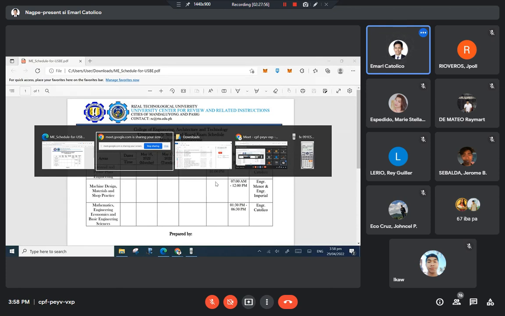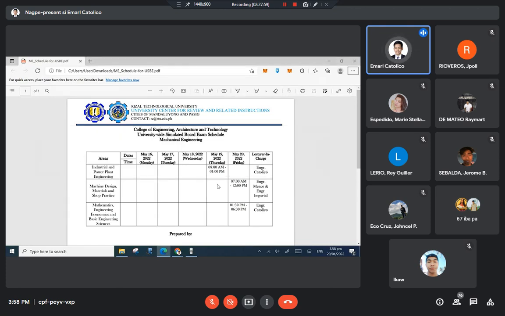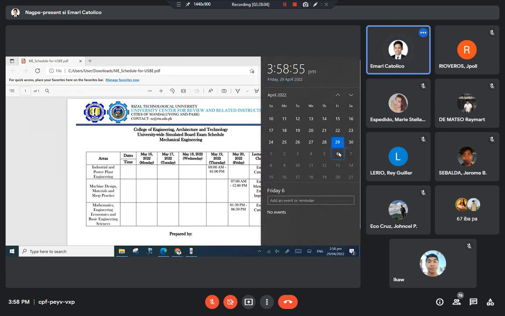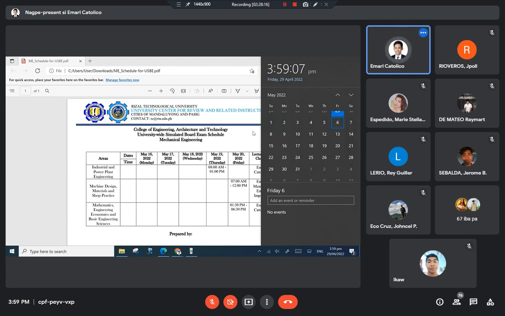Then, yung finals natin, INTEG 2, INTEG 1 ay sa, kailan ba? Sa 6, sabay nung kay Sir Minor. So sa power plant, since 3 hours yun, 12 to 3, 70 items. Yung math, 2 hours, 50 items.